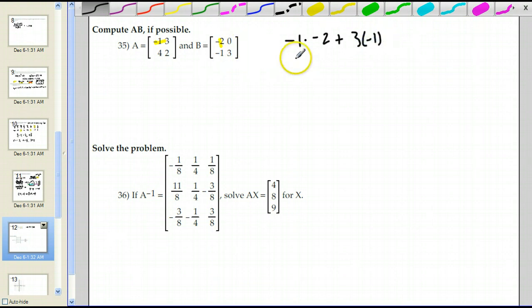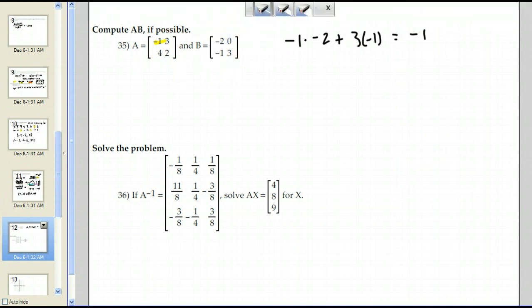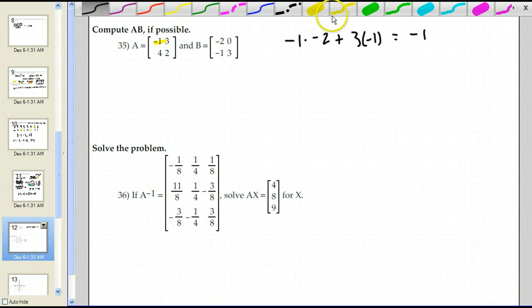Alright, and then that'll be +2 minus 3, which is -1. Alright, and then we do it again. This time we do -1, 3 times 0, 3, and that'll be the next number, the top right number. So -1 times 0 is 0, plus 3 times 3 is 9. So we end up with 9 in that second position.